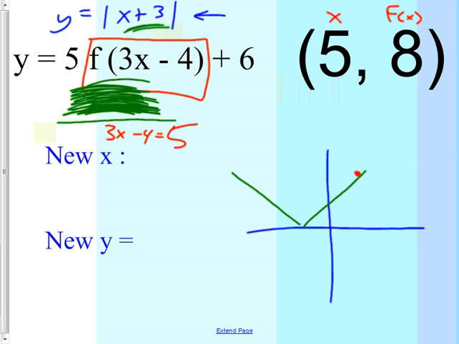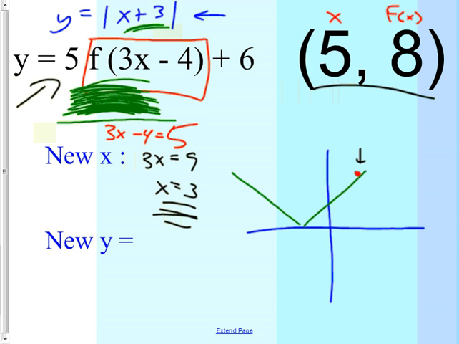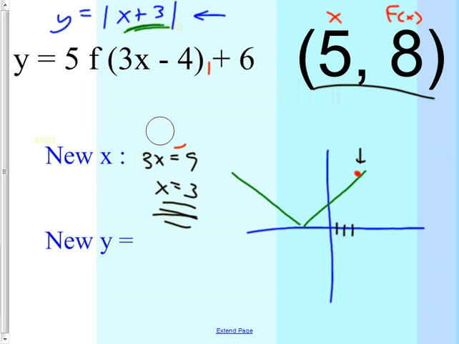So adding 4 to both sides, 3x equals 9. Dividing by 3, x equals 3. Raise your hand if you got 3. Okay. Now, you get what we're really doing here? We're taking the point 5 comma 8, which used to be right here, and we're saying where should it move to under these transformations? And x equals 3 is my new spot that it's going to be, over 3. And up some really big number. Now, I want you to think, why should the y of it be a really big number?